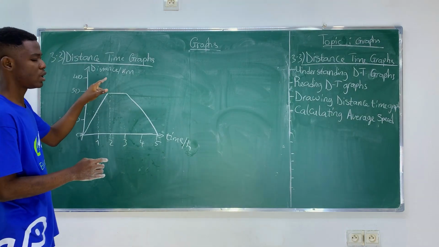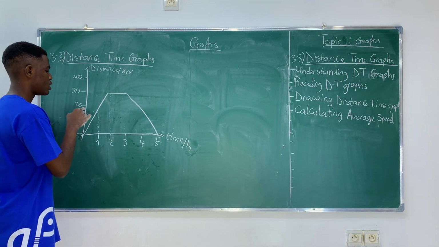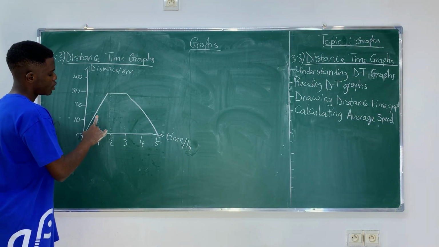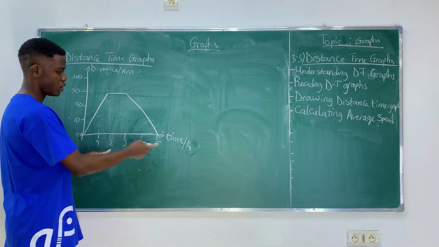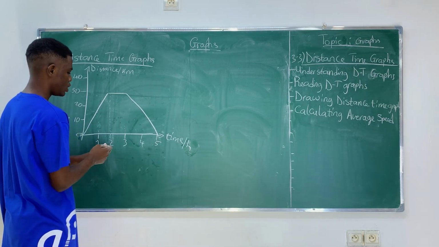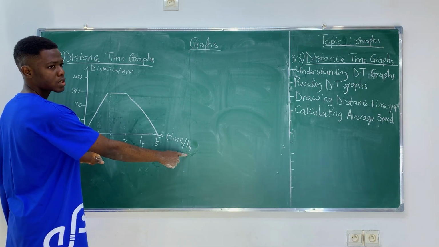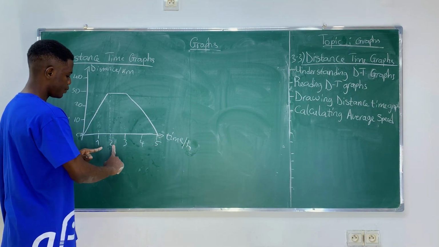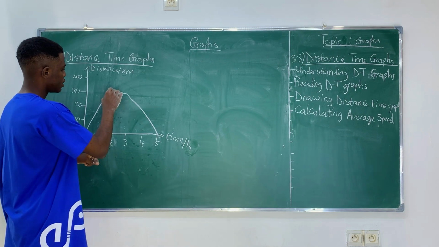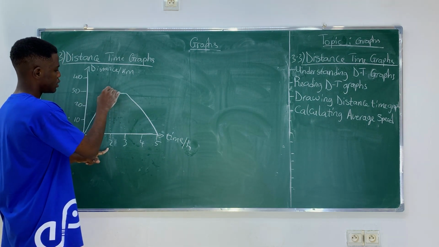The distance that you made after 1 hour was somewhere around 17 kilometers. After 2 hours, the distance that you took, because time here is in hours, this h here means hours, so I don't need to write 2 hours again. So after 2 hours, the distance is 30.